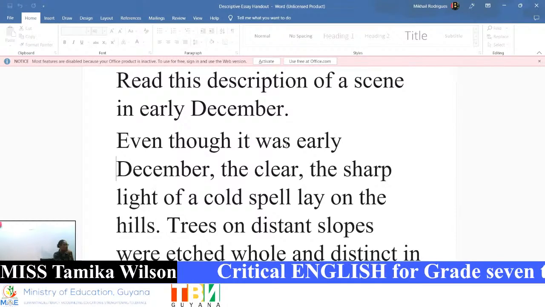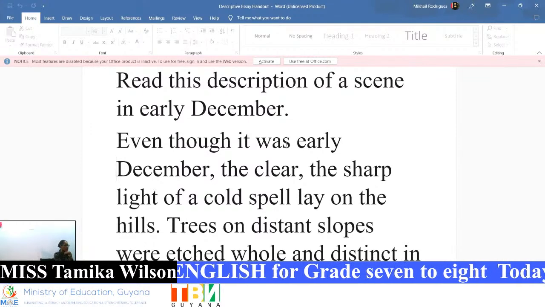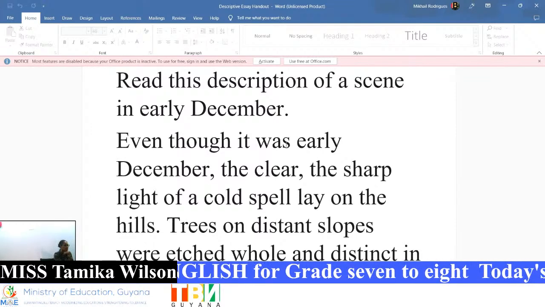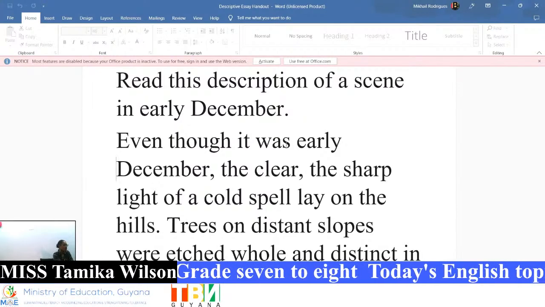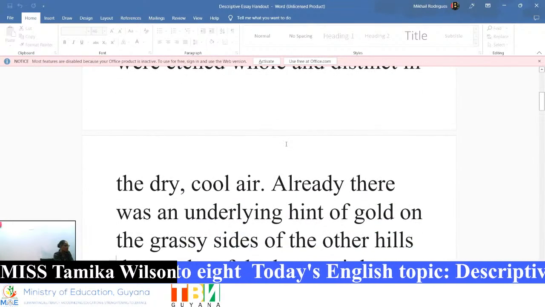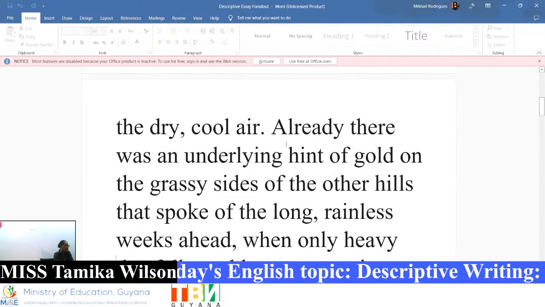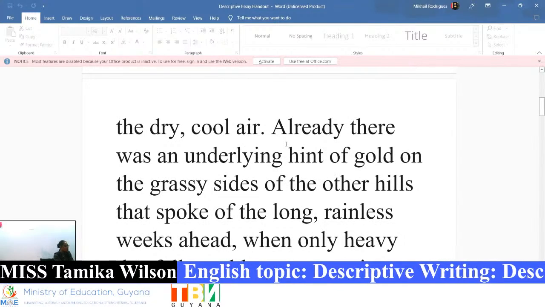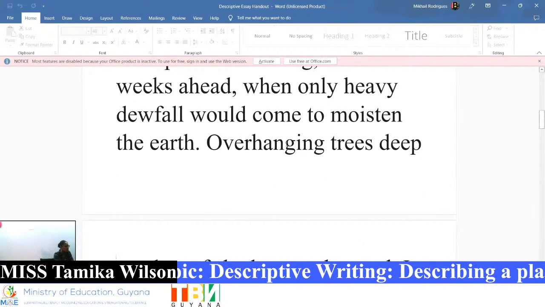So even though it was early December, the sharp light of a cold spell lay on the hills. Trees on distant slopes were etched whole and distinct into the dry, cool air. Already there was an underlying hint of gold on the grassy side of the other hills that spoke of the long, rainless weeks ahead, when only heavy dewfall would come to moisten the earth.